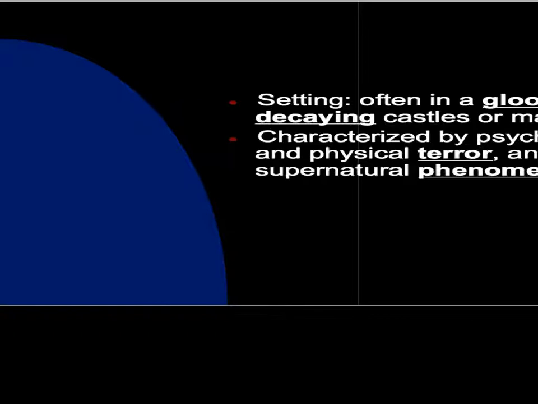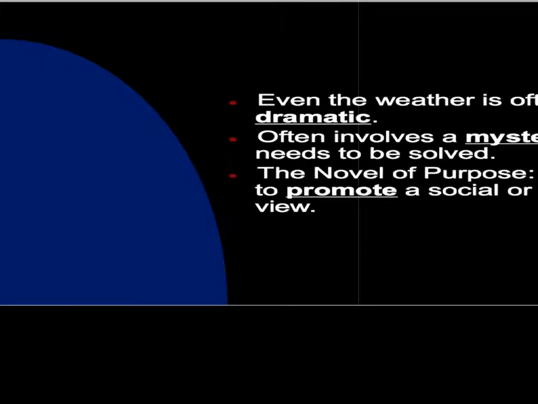Here are some of the characteristics of the Gothic novel. The setting, as you can see, is gloomy, dark, and decaying. In castles, there is terror, horror, and supernatural phenomena in these stories. The weather is also a bit of a drama queen. Often there's a mystery that needs to be solved. Frankenstein includes that. There's a bit of a murder mystery right in the middle of the novel.